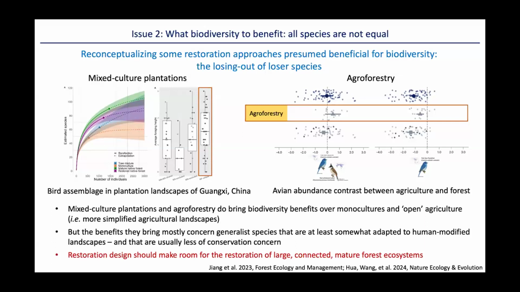And the apparent benefits brought by mixed culture plantations and agroforestry may mostly concern species that are anyway benefiting from human modifications of the landscape. So those that tend to be winner species anyway. And these species tend not to be of conservation concern. So the point I really want to make here for this issue is that restoration design should really make room for the restoration of large, connected, and mature forest ecosystems.